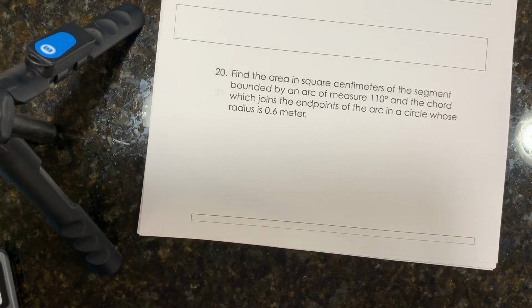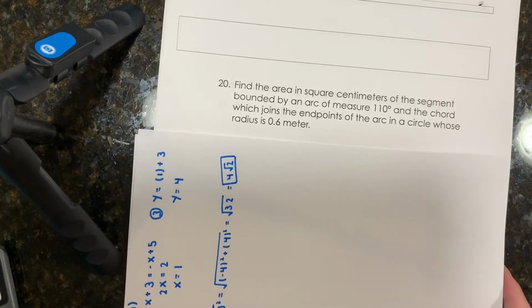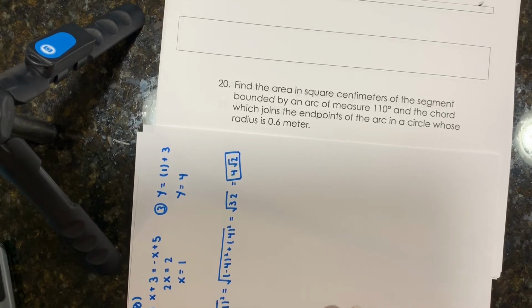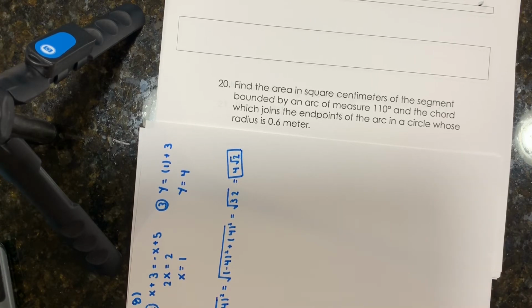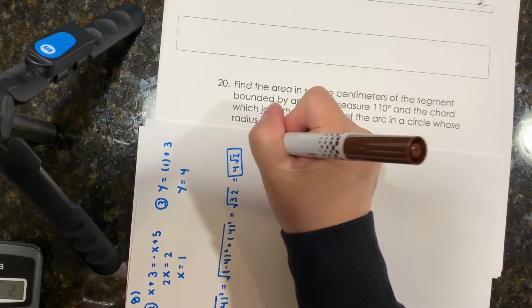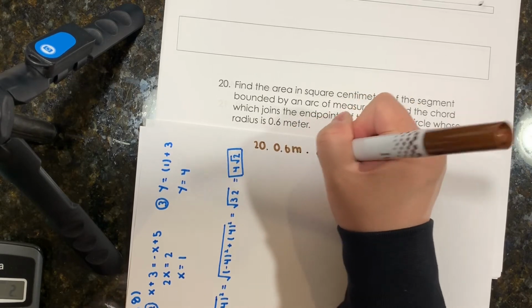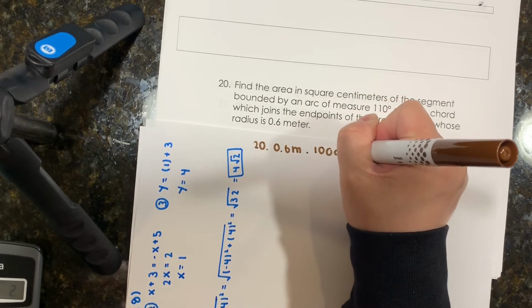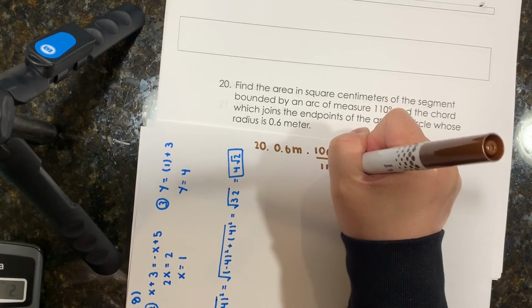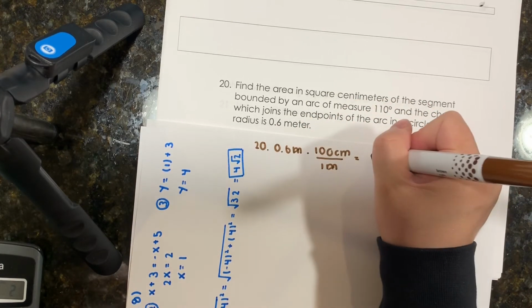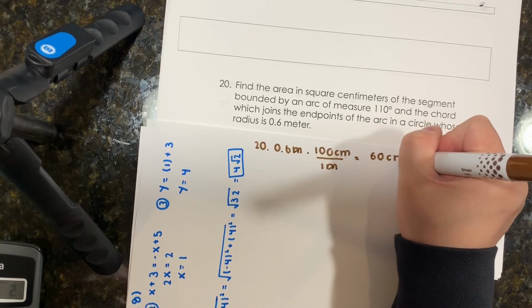Number 20 says to find the area in square centimeters of the segment bounded by an arc of measure 110 degrees and the chord which joins the endpoints of the arc in a circle whose radius is 0.6 meters. So the first thing I'm going to do is convert the 0.6 meters to centimeters because our answer needs to be in centimeters. So for number 20, I would do 0.6 meters, convert it to centimeters by doing 100 centimeters in 1 meter. So that means we have a radius of 60 centimeters.